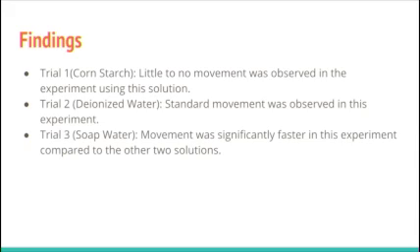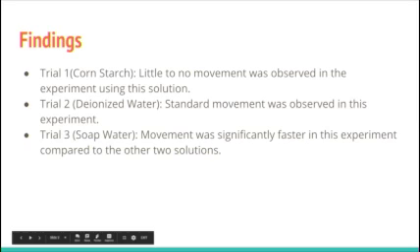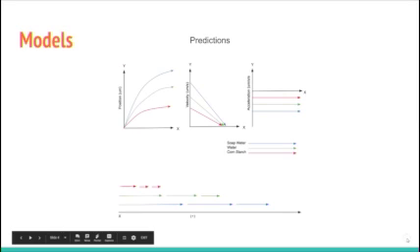So our findings: we ran 3 trials, one with cornstarch, one with deionized water, and one with soap water. In trial 1, we had little to no movement observed in the experiment when we used cornstarch as the solution. In trial 2, we had deionized water. The beads showed a standard movement, and this would be common to see because this would be our control since no additional solutions were added to the water. And then finally we had the soap water, in which movement was significantly faster compared to the 2 other solutions.